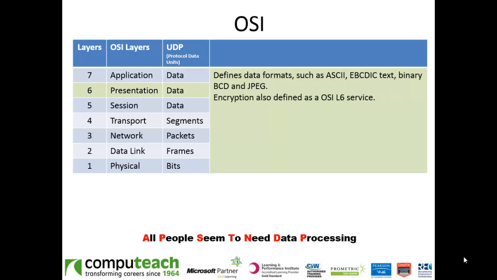The presentation layer defines data formats such as ASCII and JPEG. Encryption is also defined as a presentation layer service. For example, FTP, which stands for File Transfer Protocol, can be used in situations where your email services has an attachment size limit, and you need to send a very large file. FTP enables you to choose binary or ASCII transfer.